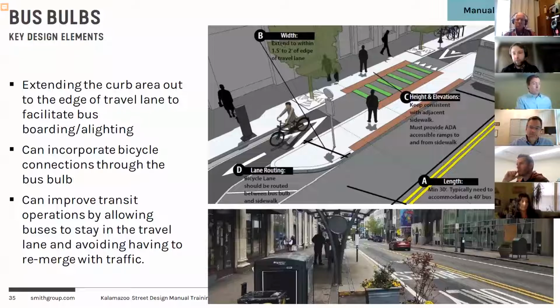So moving towards approaches where you recognize that if this is a transit corridor, transit vehicles are going to stop and people are going to have to wait behind them. And so creating essentially a bump out where the transit stop is so that transit vehicles can stop in the travel lane and do all their boarding and alighting. And then this example also shows how you can accommodate bicycle connections through that boarding bulb too, to still allow for bicycle travel around the bus at these locations.